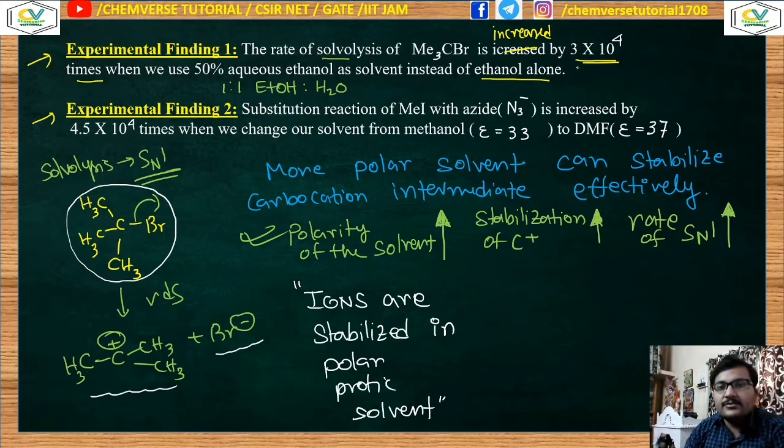That means the rate of solvolysis is increased because this 1:1 ethanol water mixture will have more polarity than ethanol alone, and as a result there is the increase in the rate, and that is a very big value, 3 into 10 to the power 4. So it's a very large value. The rate is increased by such an extent.